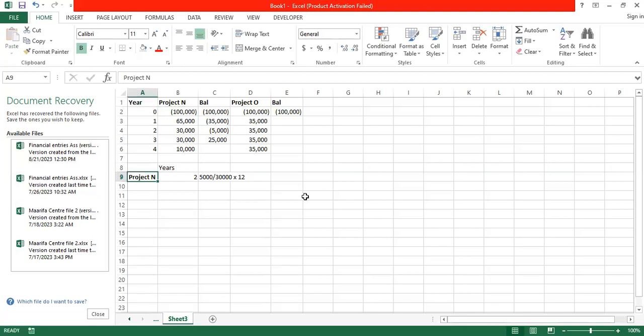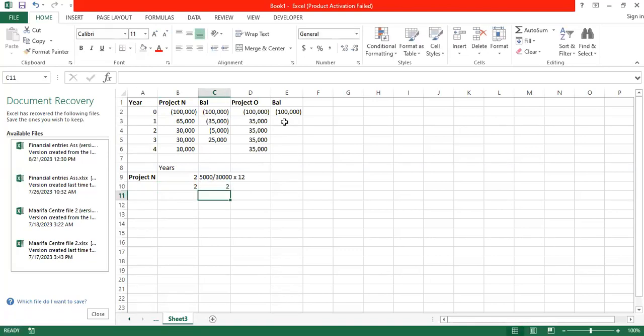So which means we can bring that down. It's going to be 2 years. And how you present this is basically up to you. Here I'm just trying to show you how it works. So it's going to be 5,000 divided by 30,000 times 12 months. That's basically going to give us 2 months. So project N's payback period is 2 years and 2 months. Very simple, isn't it? So let's see what happens now on project O.